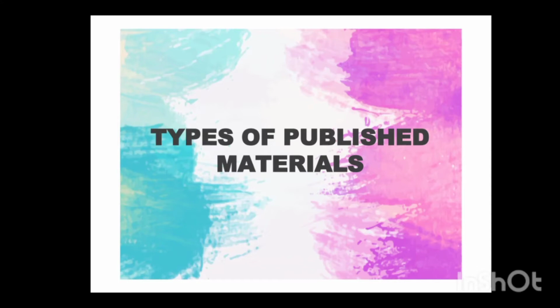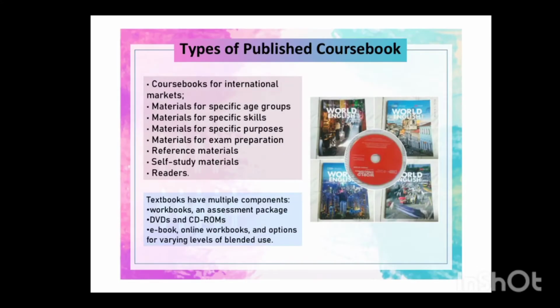And these are the types of published materials. Actually, there are several types of published coursebooks, such as the international markets in Indonesia, especially in Surabaya. There are some schools that choose international textbooks. So they do not use national textbooks anymore, but they use international textbooks such as Cambridge and National Geographic.